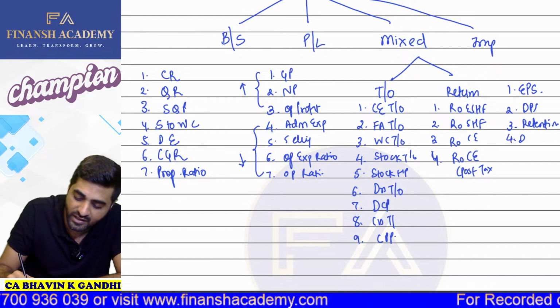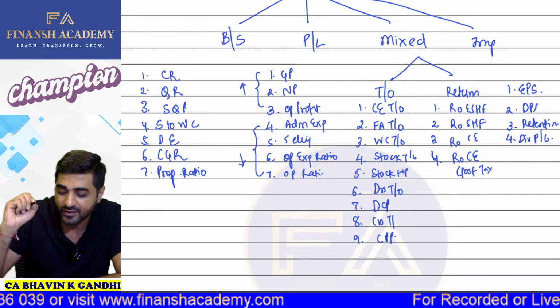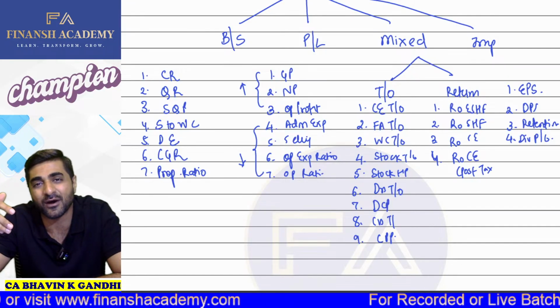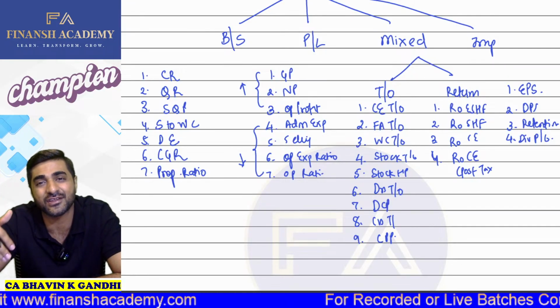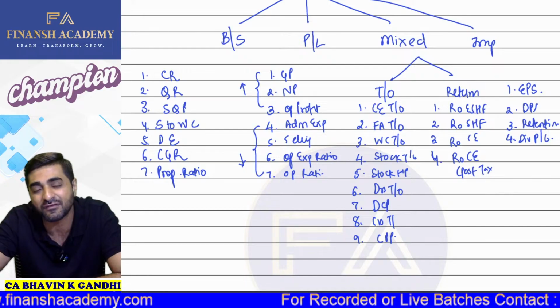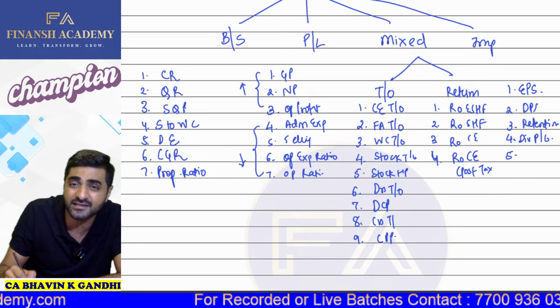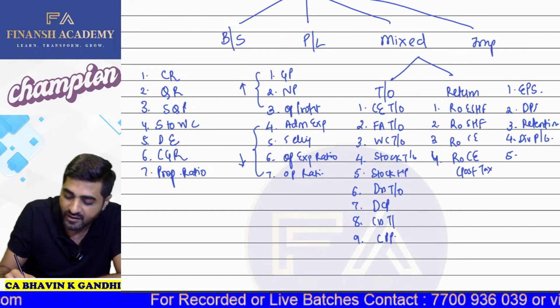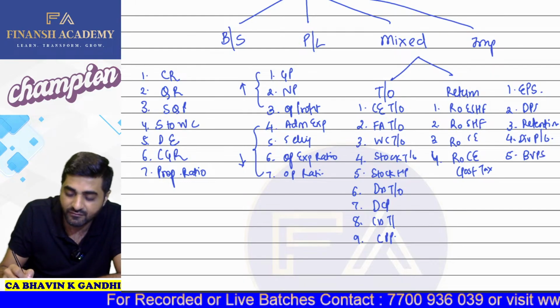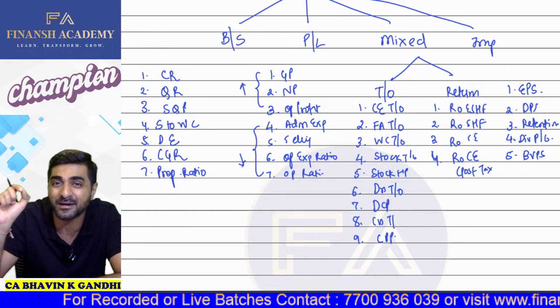Then we have something called the dividend payout ratio, where if the dividend paid out is 5 rupees on an earning per share of 10 rupees, then the payout ratio is said to be 50%. Then, my dear students, we have book value per share, which is equity shareholders' funds divided by the number of equity shares.